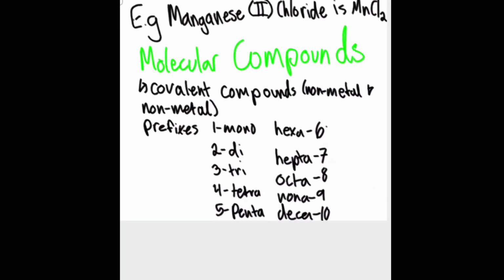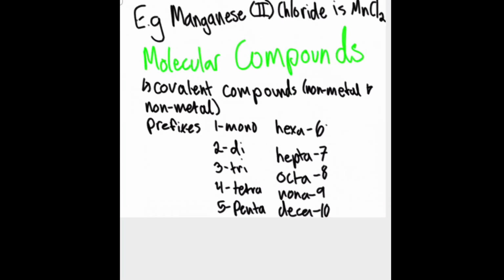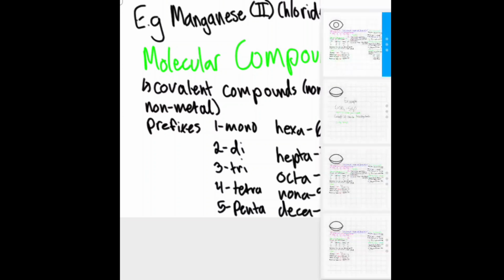Molecular compounds. Molecular compounds are covalent compounds, a nonmetal plus a nonmetal. Prefixes are, as I said before, mono, di, tri, tetra, penta, hexa, hepta, octa, nona, deca. You have to remember this. This is very important.